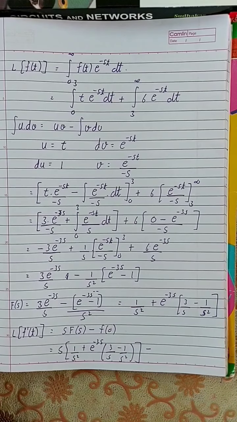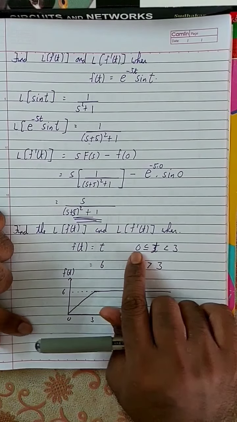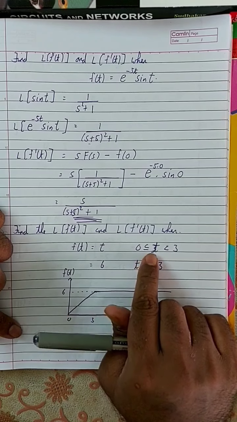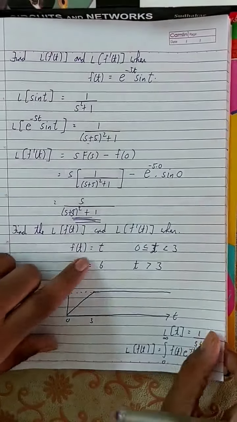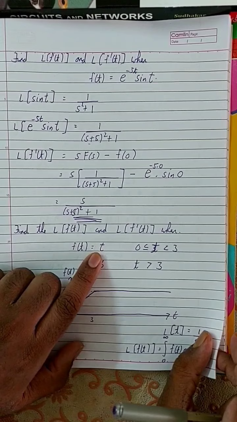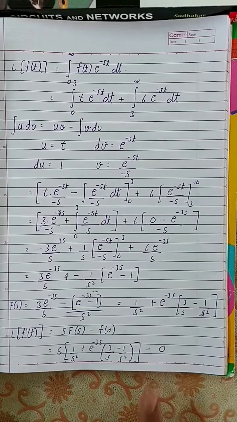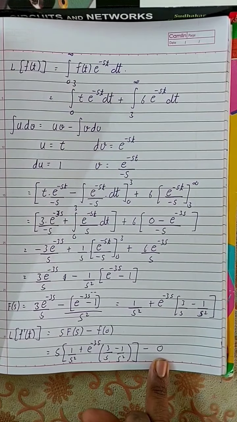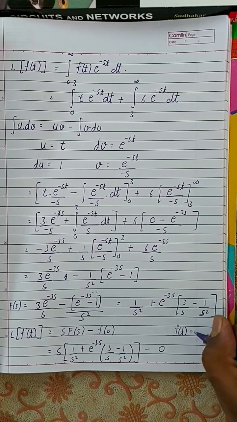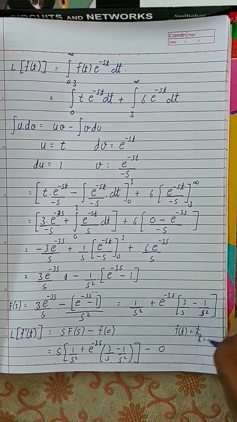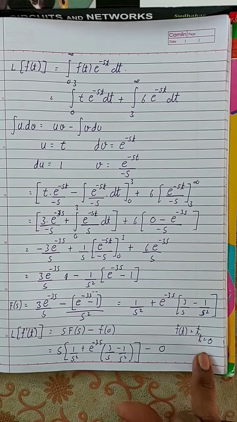So what is the value of f of t at time t is equal to 0? According to your statement over here, the value of f of t for that range is t. If the value of f of t is t, then at t equal to 0 it is 0. So therefore this is minus 0 itself. I hope you understood this. Why? Because f of 0 is f of t at time t is equal to 0, and that value is t, but the value of t is 0, so this is 0 itself.